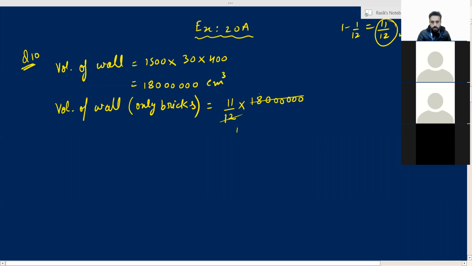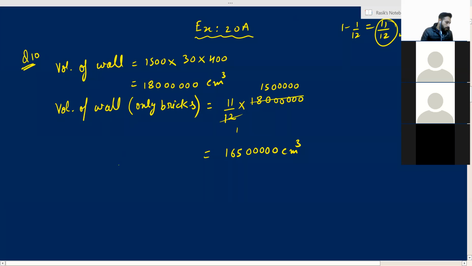Yes, sir. So 180 divided by 12 is 15, and 5 zeros. So the product is 15 into 11, 165, and 0, 0, 0, 0, 0 centimeter cube. This is the volume of the wall which is only consisting of bricks.